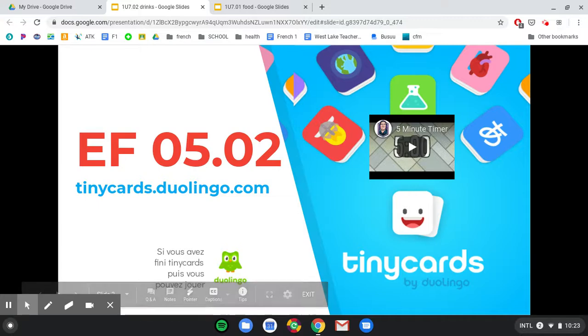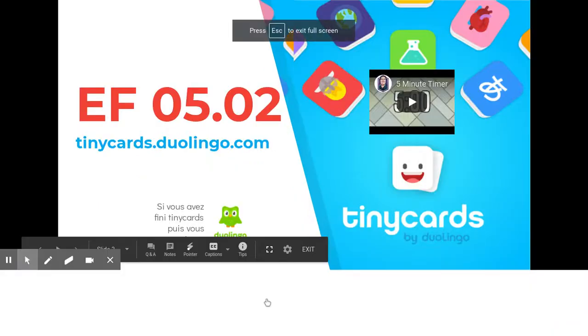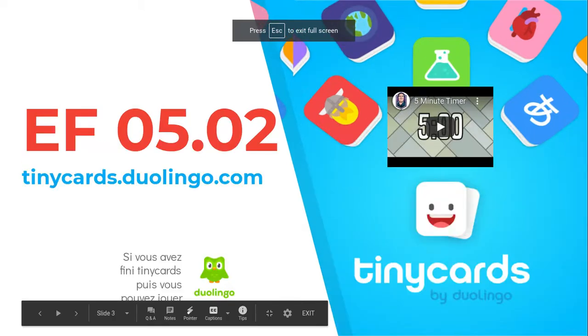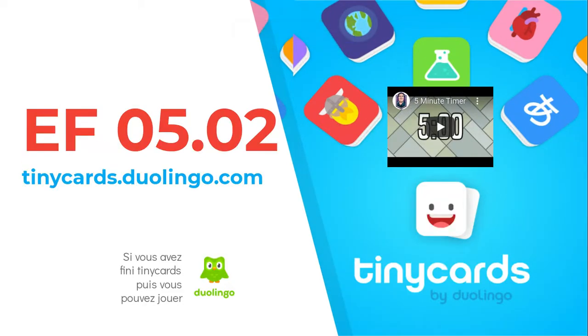Ouvrez vos Chromebooks, s'il vous plaît. Ouvrez vos Chromebooks et allez sur tinycards.duolingo.com. Today we're working on EF 05.02.